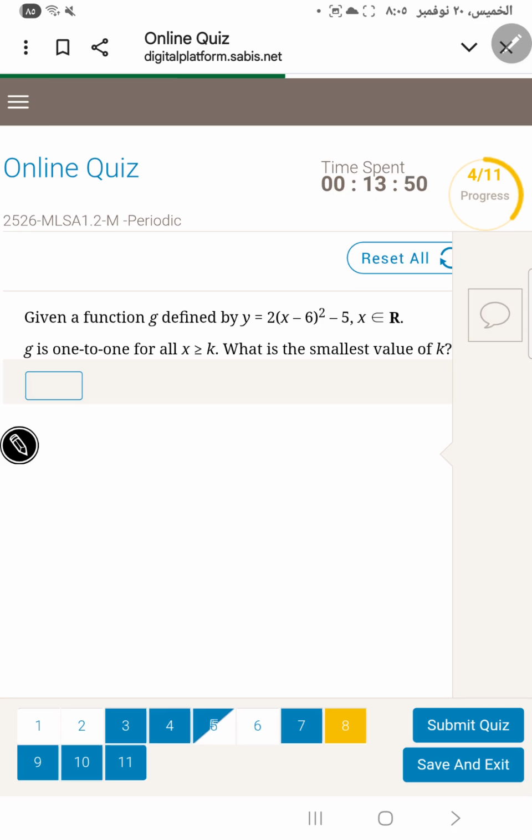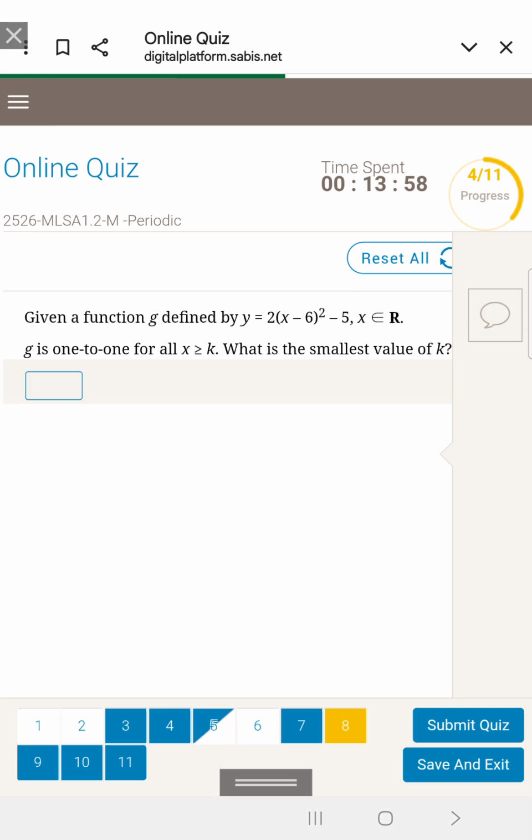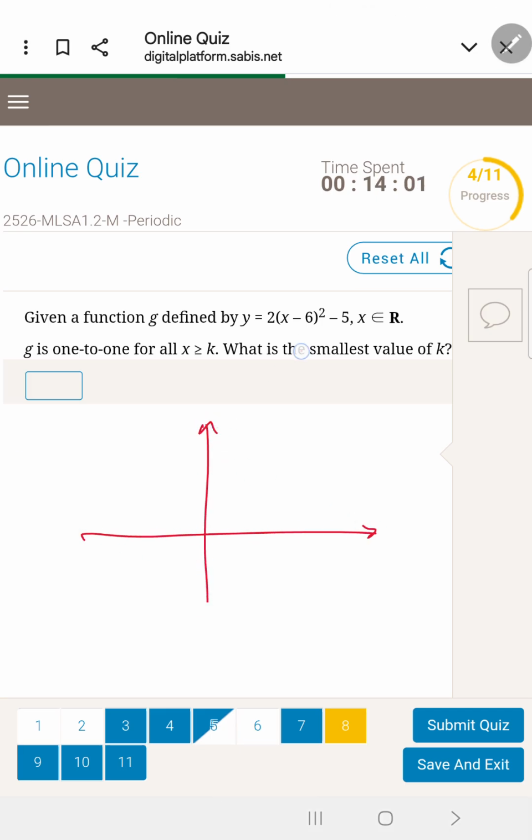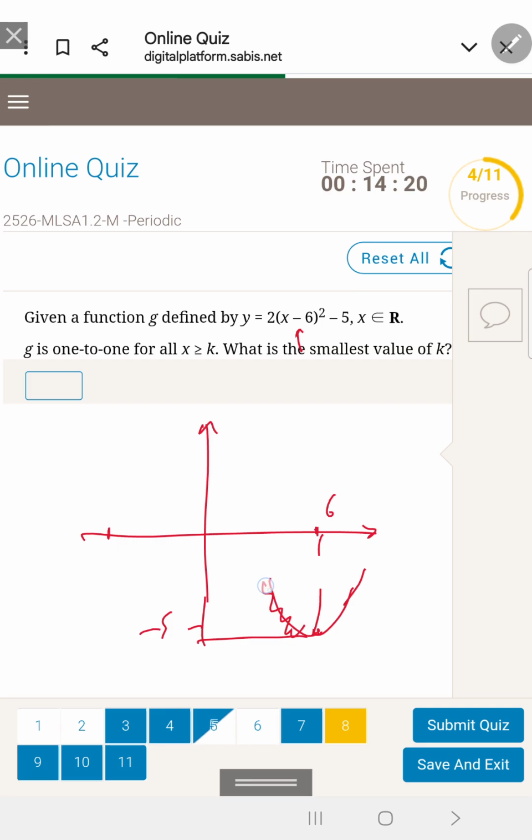Given a function as this, g is 1 to 1 for all x greater than or equal k, what's the smallest value of k? So first of all, you sketch the function. Because of this minus 6, you take it 6 units to the right, and then 5 units down. So here 6, and here you have minus 5, and the function would seem like this, upward. So for this to be 1 to 1, you have to delete this part in order for the horizontal line to cut once. So x greater or equal 6, and that is the answer.